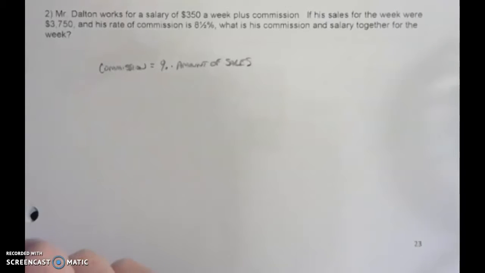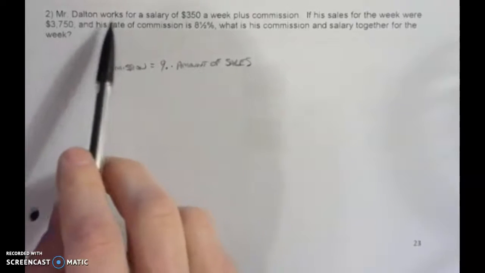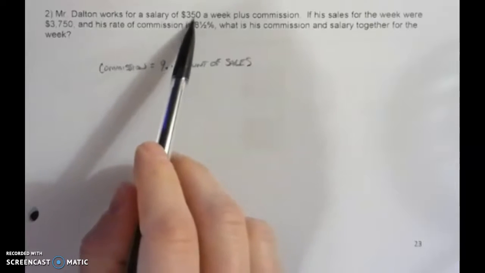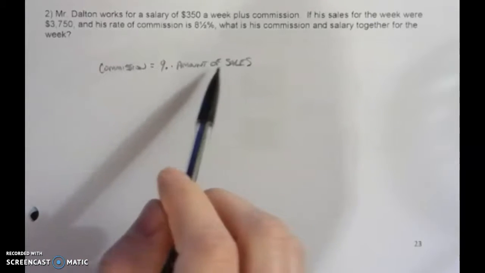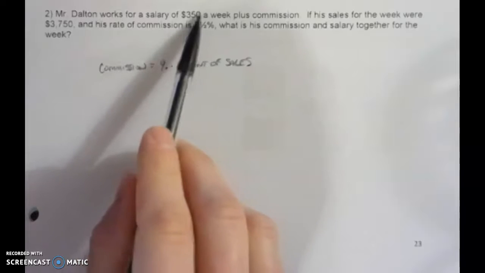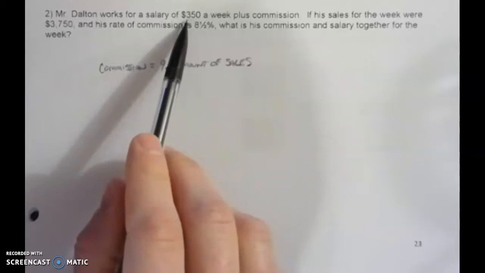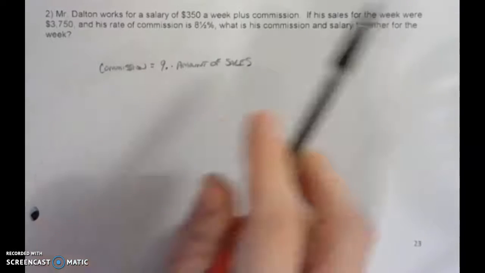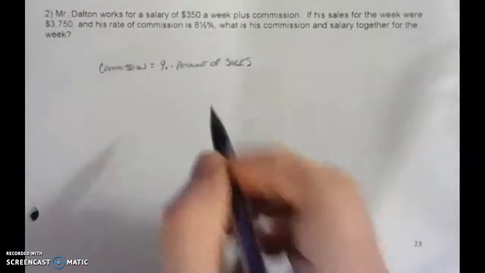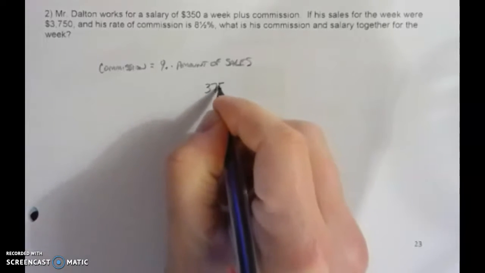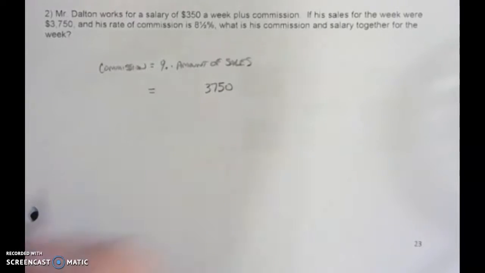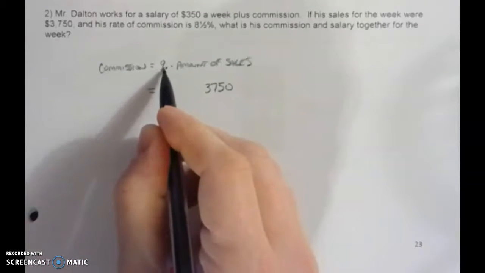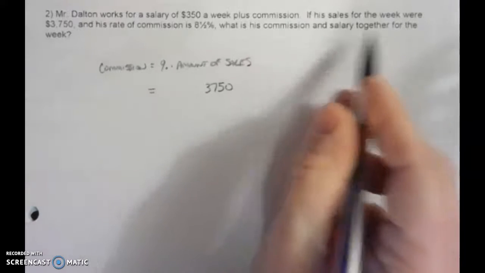So let's see if we can pick out the information that we need here. So it says Mr. Dalton works for a salary of $350 a week plus commission. So this $350 isn't the commission, and it's not the amount of the sales, and it certainly isn't our percentage. So that's going to be some extra information that we'll need at the end. Okay? If his sales for the week were $3,750, well, there's the sales. Let's go ahead and plug that in for the amount of sales. And his rate of commission is 8.5%, so we know the rate. What is his commission and salary together for the week?